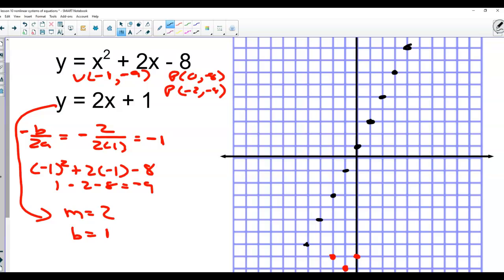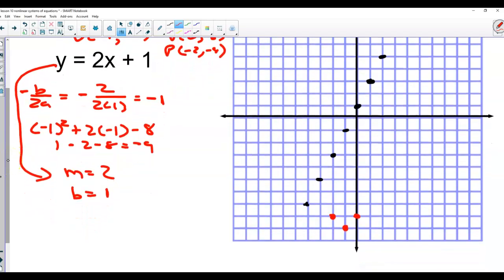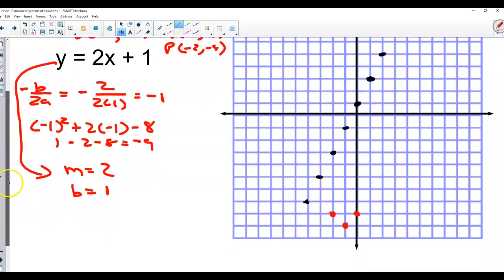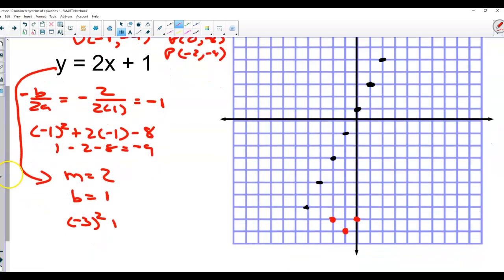Now my argument would be, be smart about this. Okay? My parabola is going to go like this. So to me, that looks like a point that's potentially a point of intersection. My x is negative 3 at it. If I plug negative 3 into my x squared plus 2x minus 8, excuse me, negative 3 squared plus 2 times negative 3 minus 8. Let's watch what happens. We get 9 minus 6 minus 8.